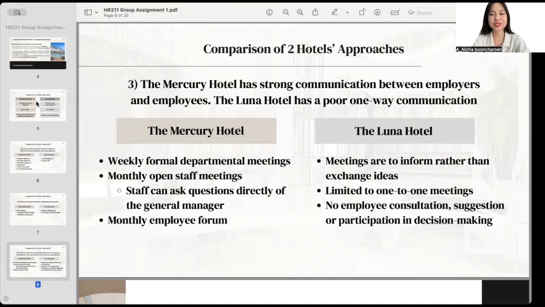The Luna Hotel, they have meetings, of course, but the meetings are for us as employees to sit down and listen. And we're not that encouraged to ask questions. So that's a one-way communication, which is considered poor and not that good.